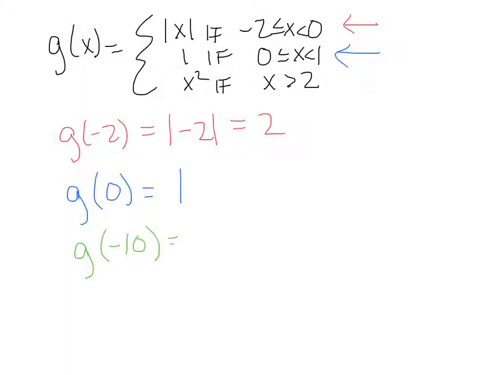So again, you want to look in your domains. Where is negative 10 included? Well, it's certainly not greater than 2, and it's not between 0 and 1. It's not between negative 2 and 0 either. So for this one, there's no solution. The function g does not exist where x is negative 10, and that's okay.